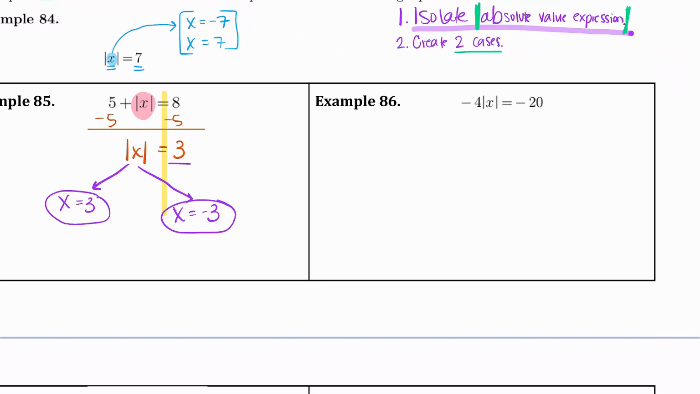Okay, similarly on example 86, let's first identify where our absolute value expression is right here. And that absolute value expression is being multiplied by -4 right now. So if we want to isolate it, we're going to use division to divide by -4. Those cancel, and I'm left with the absolute value of x equals +5. All right, let's create our 2 cases. We're going to take our inside and set it equal to the positive and negative of this. So my x could be +5, or my x could be -5. Those are my 2 solutions.